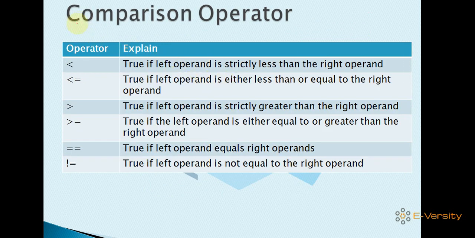Okay, now the next operator is the comparison operator, which is used for comparing two things. It basically returns a boolean value, either true or false. So like this is the less than sign: true if the left operand is strictly less than the right operand. Okay, strictly means it should be either greater or less, whatever it is. So it means the left-hand operand is strictly less than the right-hand operand.